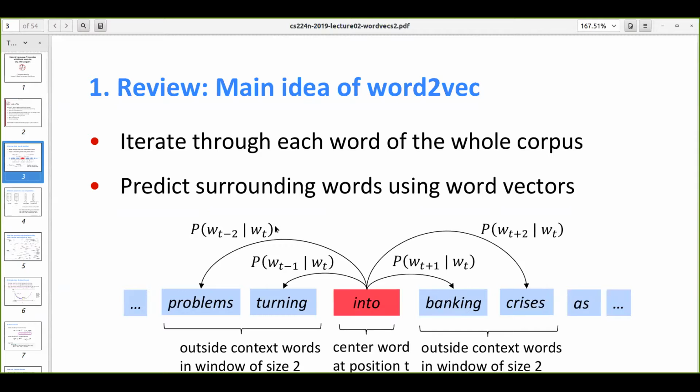Skipgram last week. Skipgram is one of the algorithms of word2vec, where given a center word, we try to predict the words around it, the context words. So here, as we can see, when the center word is "into", we are trying to predict what words can come around it. So we have to find the probability of the word "turning", given that the center word is "into". And the same for the other 3 words as well: problems, banking, and crisis.